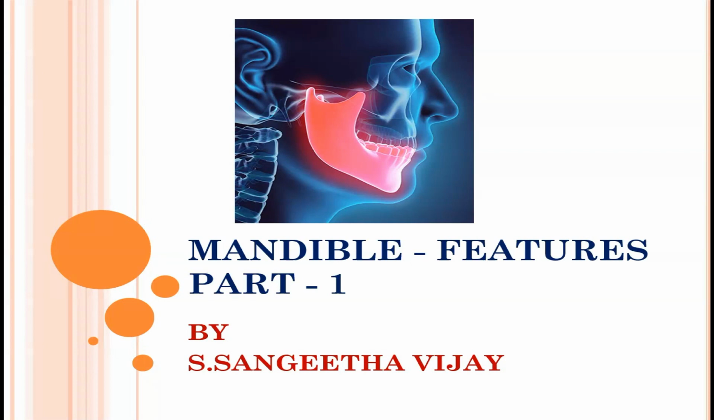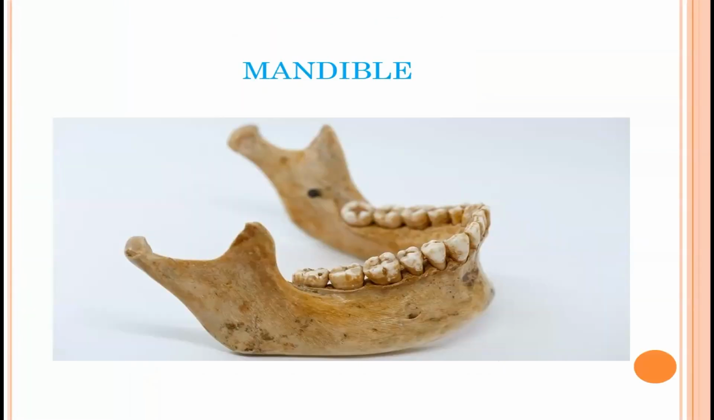Today we'll be learning about the mandible and its features. Mandible is derived from the Latin word mandibula, which means jawbone, and the word mandare, which means to chew. So this is the bone which forms the lower jaw of the skull and also helps in chewing.